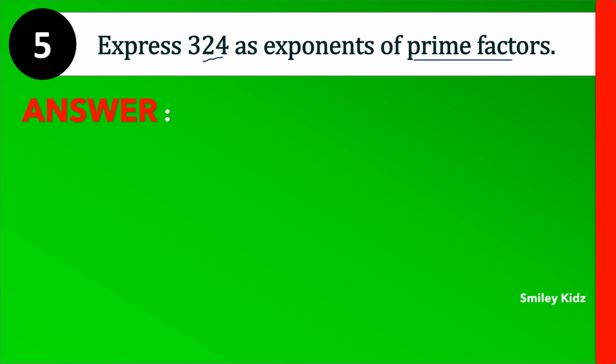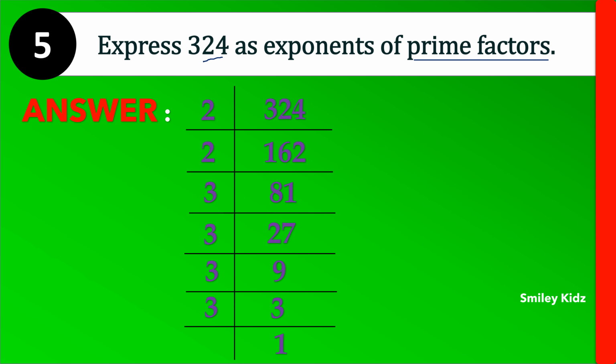As we need to find the prime factors, we have to take the prime factorization of 324. 2 into 162 is 324. 2 into 81 is 162. 3 into 27 is 81. 3 into 9 is 27. 3 3s is 9 and 3 1s is 3. Here 2 is repeating 2 times and 3 is repeating 4 times. Then it will be 2 to the power 2 and 3 to the power 4. That is equal to 2 to the power 2 into 3 to the power 4.